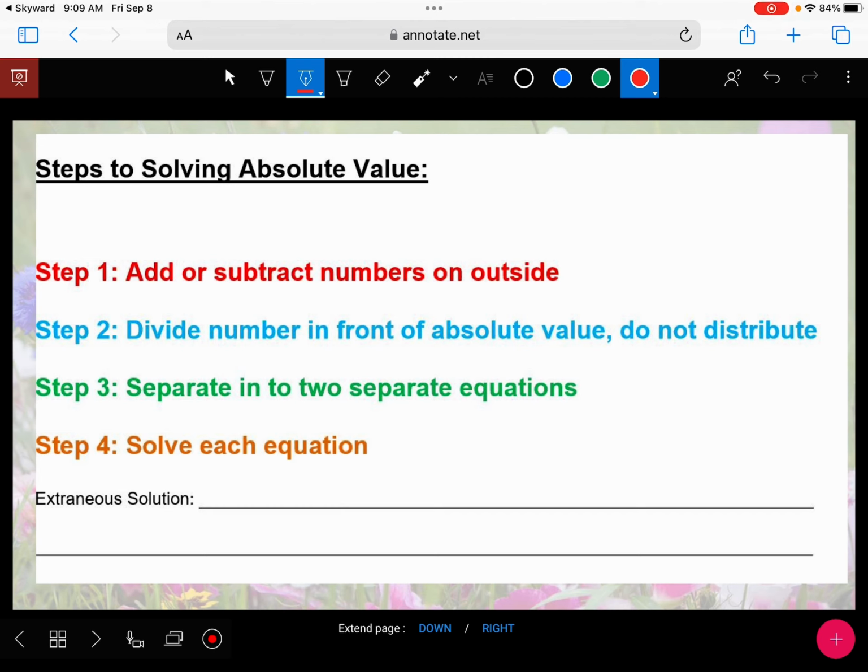So go ahead and copy down these steps on how to solve an absolute value in your notes, and then we'll work through a couple of equations today.